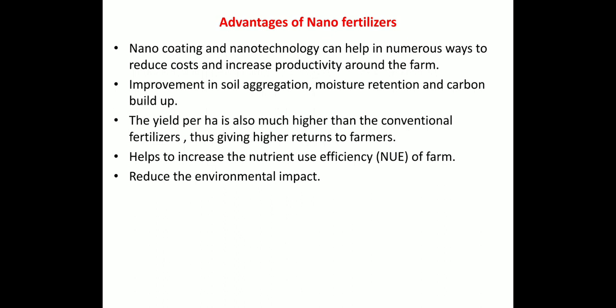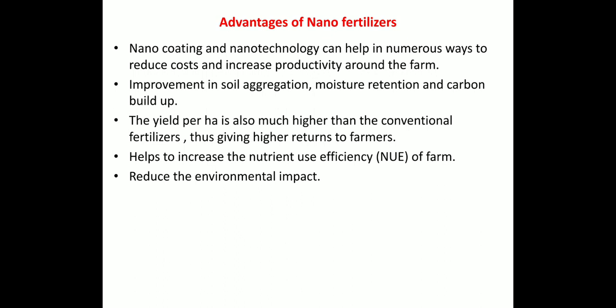Then also second, improvement in the soil aggregation. Soil aggregation means binding of the primary and secondary soil particles strongly. If the soil aggregate stability is stronger or better, then the soils can resist erosion or the loss of soil through the runoff. Then moisture retention capacity is also improved with the help of nanofertilizer as well as organic carbon buildup.